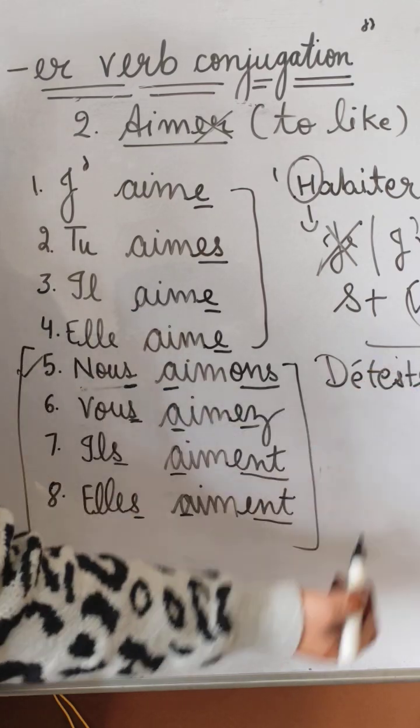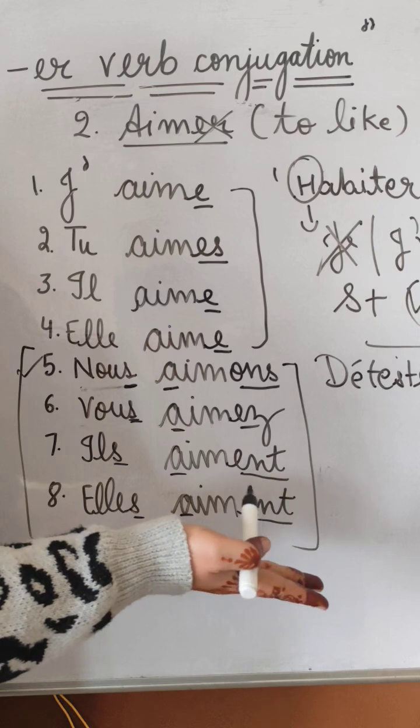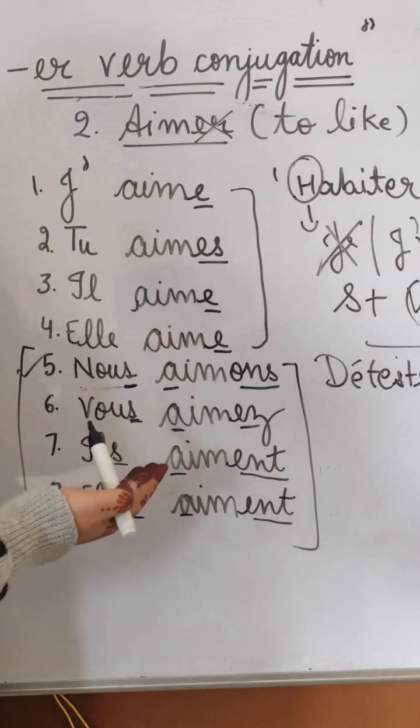Okay. We have the verbs tester, adorer, okay, compter. There are so many ER verbs. You can conjugate them yourself for practice. Okay.